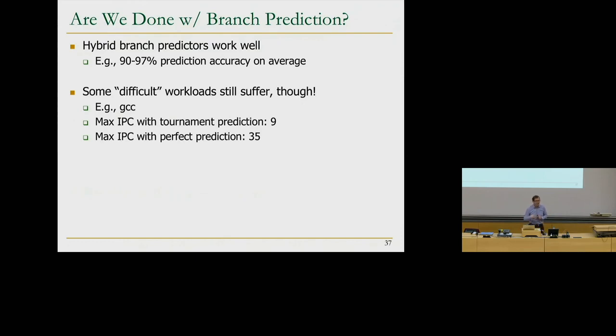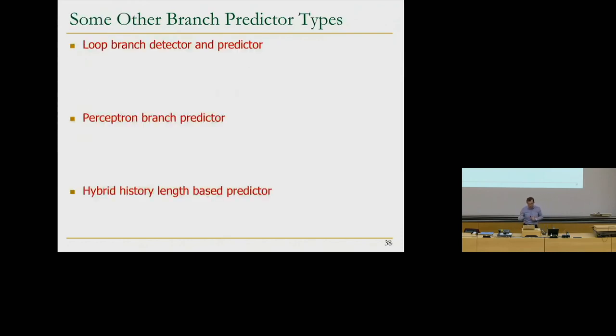As a result, people have been working on many other predictors. I'm going to give you a couple of examples over here. So loops we've been discussing, and several of you had the idea that maybe we could do the loops better, and certainly the designers of the machines also had the idea that maybe we could do the loops better. So existing machines employ loop branch detectors and predictors.